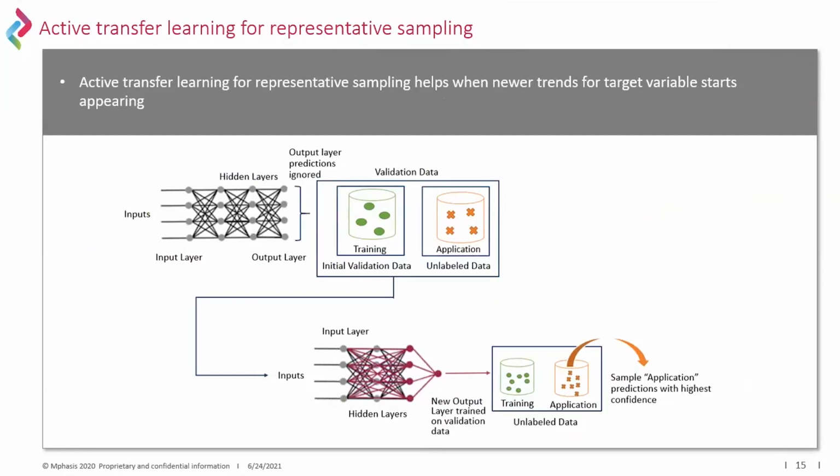From the diagram, if you see, a deep learning model is trained on initial training data and predicts on validation data. Then the predictions are ignored and all these data points are labeled as training by a human. Then we sample a small amount of unlabeled data and label it as application. When this new data is used to retrain the deep learning model and it is used to make predictions on unlabeled data, each data point will be classified as training or application by the model.